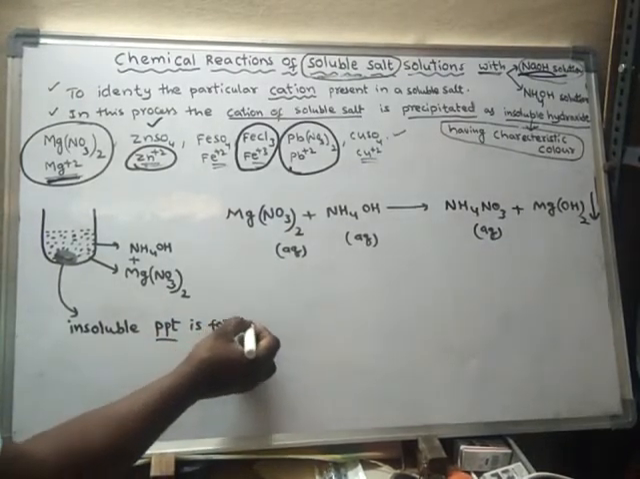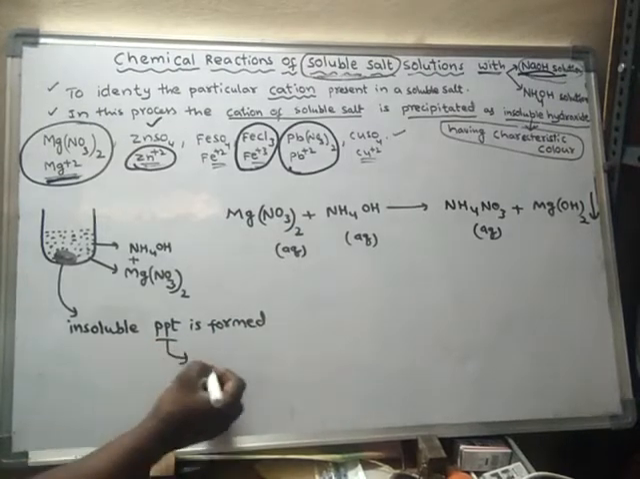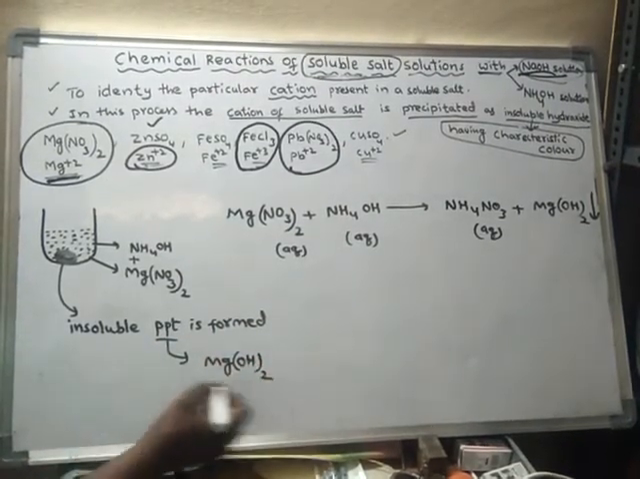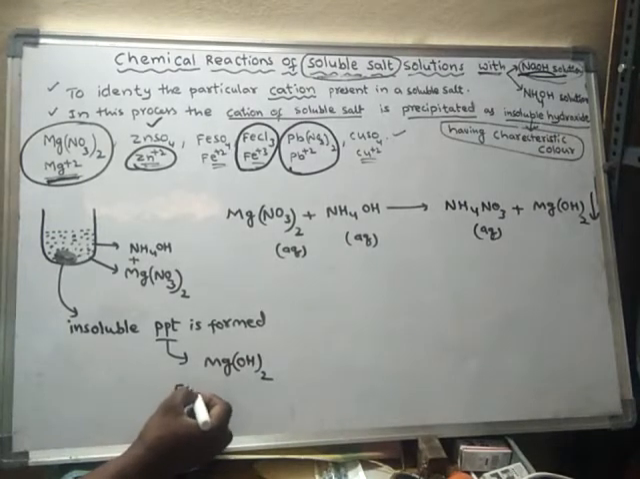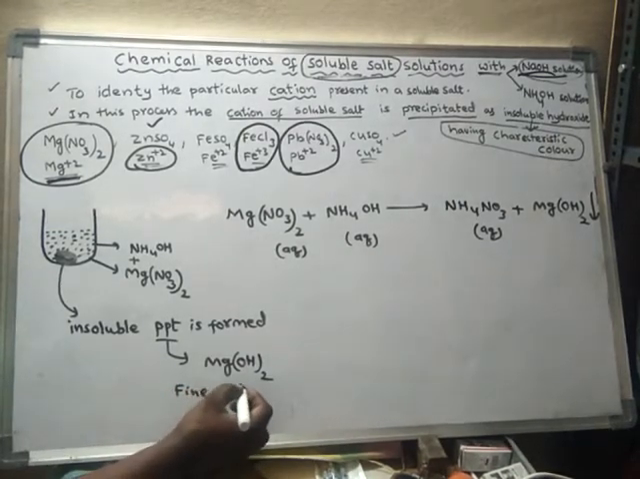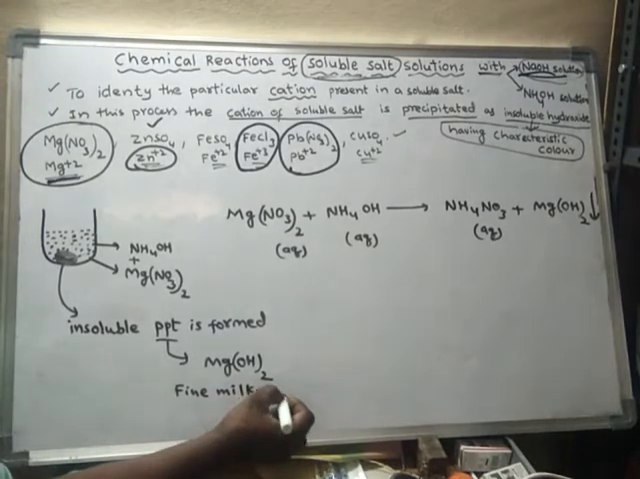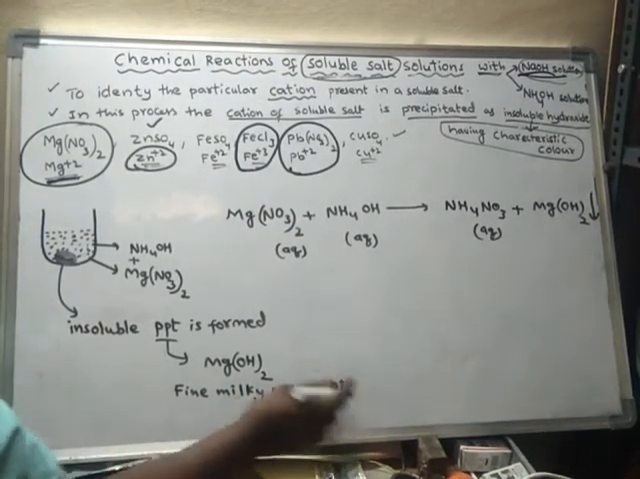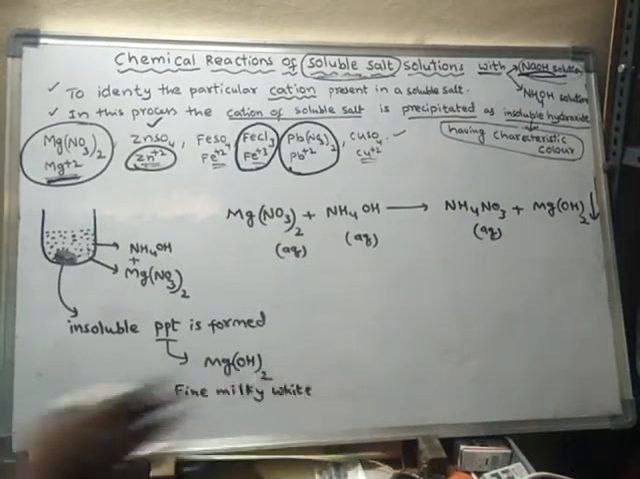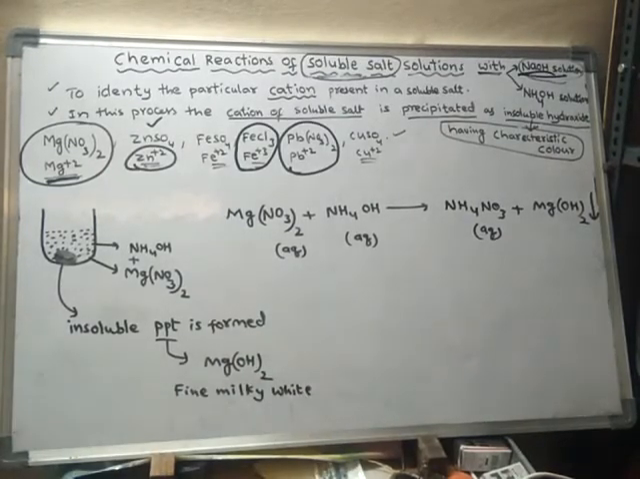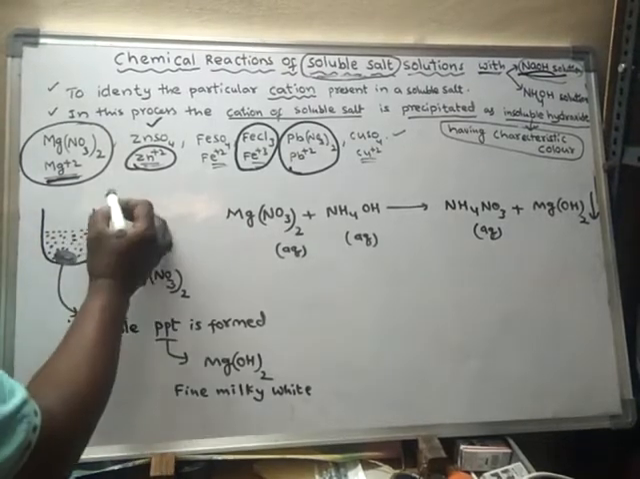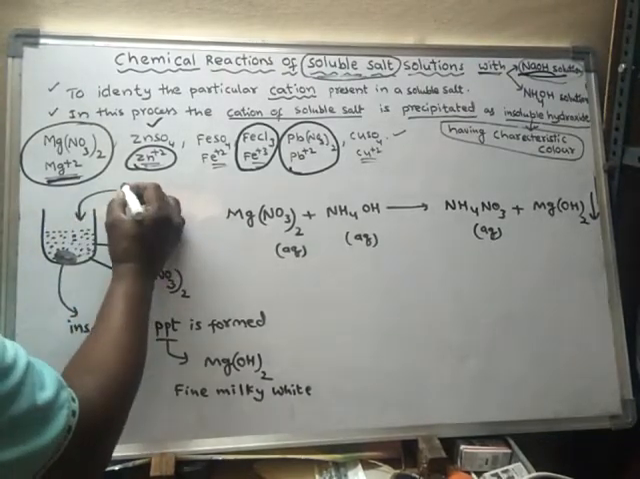Okay, so what is that precipitate here? Precipitate is magnesium hydroxide. So its color is fine milky white precipitate. Fine milky white precipitate is formed. Okay, fine milky white its color. Now what we have to do? Now we have to add excess amount of ammonium hydroxide.